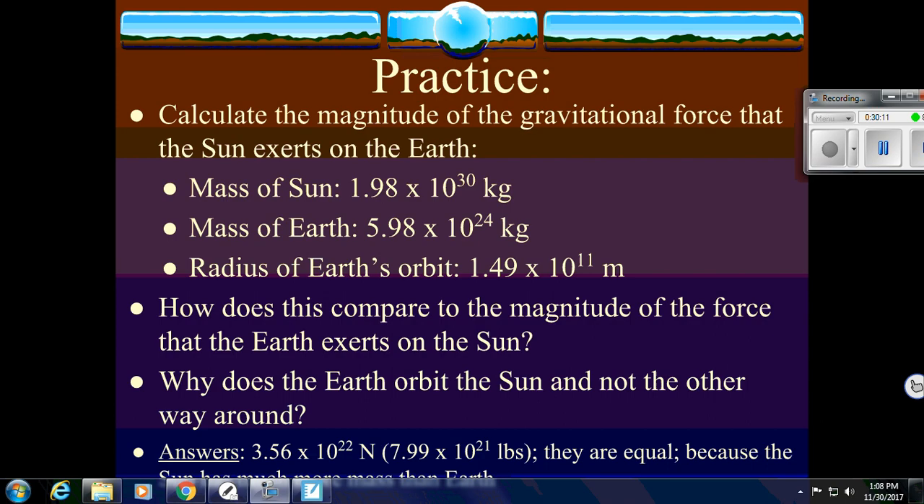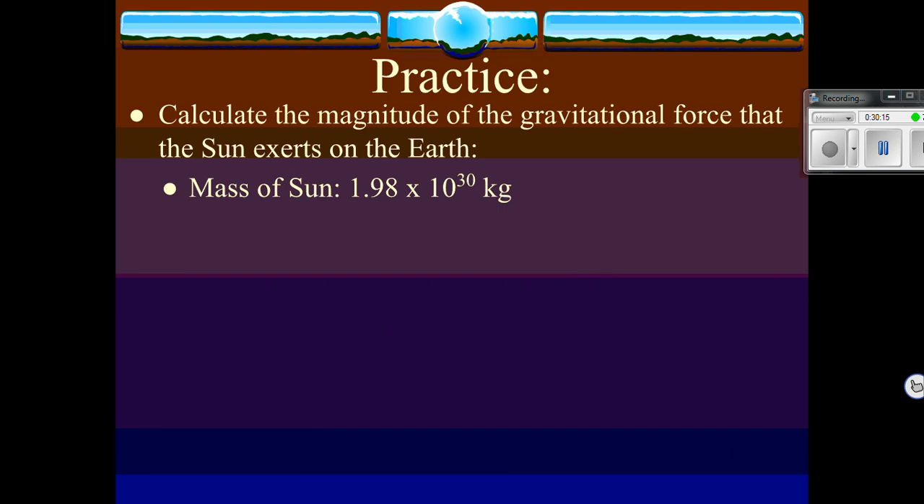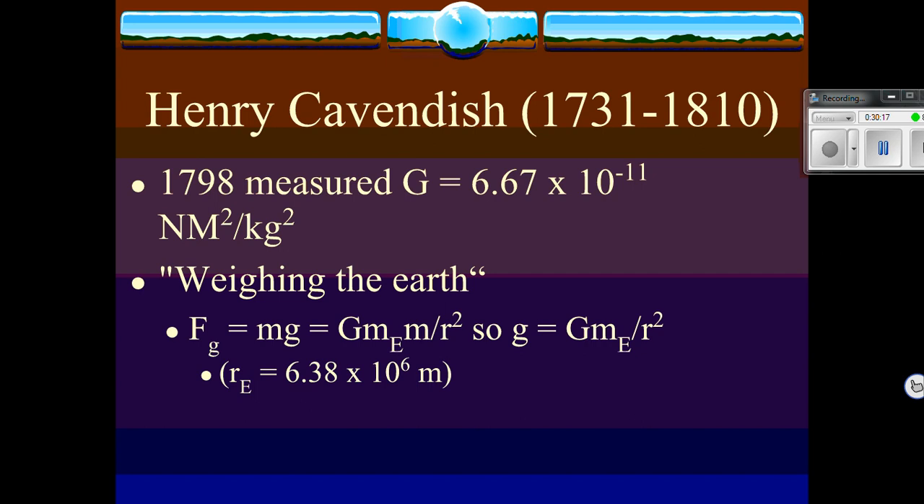Now, I want you to think about this for a second. Let's go back here. 6.67 times 10 to the negative 11th. Is that a big number or a small number? Small. It's very small. And what does that tell you about the gravitational force? It's incredibly weak. But wait a minute. You just calculated that the sun's pulling on the Earth with 1,000 billion pounds of force. That's not very weak.